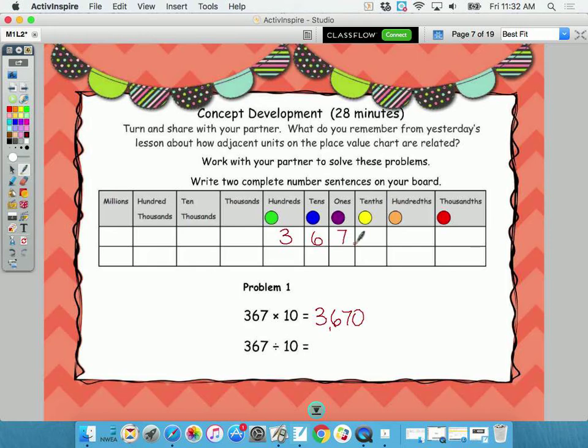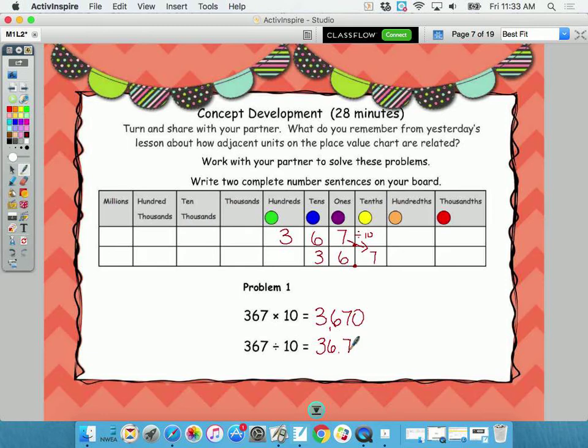367, and we did divided by 10, correct? Yes. And we slide the digits over, and the answer, how do I say this answer? 36 and 7/10. Now this is yesterday's problem. Most of you have this written down. Now are you ready for the trick?